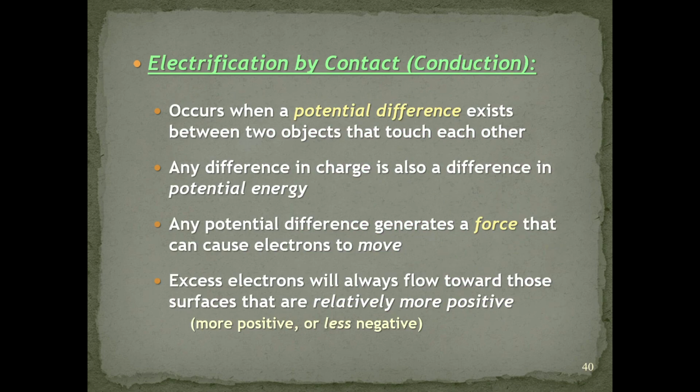Electrification by contact or conduction occurs when a potential difference exists between two objects. That is to say, there is a difference in charge from one object to the next, like when you have a battery connected to a wire conductor. The battery serves as the source of potential difference, the source of potential energy. You have a charge on one side of the battery greater than the other side. Your batteries die when they run out of charge. Any difference in charge is also a difference in potential energy.